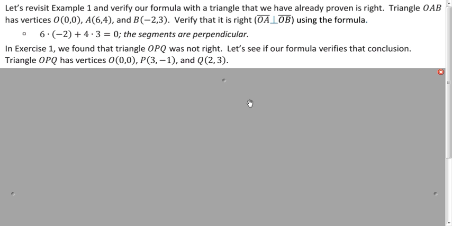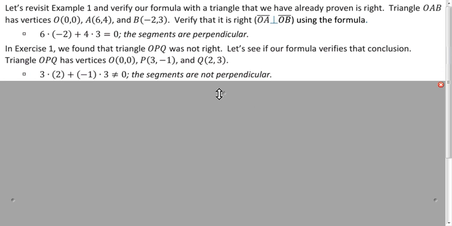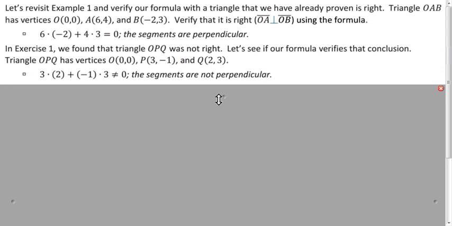So here we have vertices from a triangle that we know is not a right triangle. So hopefully our formula fails here. The product of the x coordinates is 6. The product of the y coordinates is -3. And that gives us a sum of 3. So that's not equal to 0. So the segments aren't perpendicular. That's what we wanted.